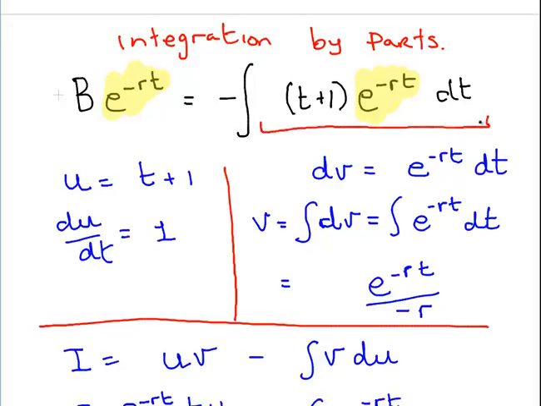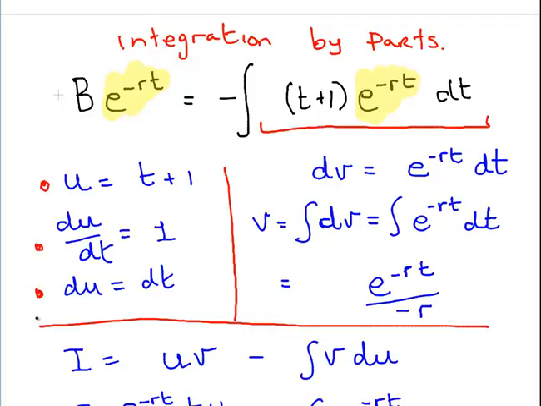And what I'm going to do here is use integration by parts. If you're unfamiliar with integration by parts, I suggest you have a good look at that. What I'm going to do is let u equal t plus 1 and get the derivative of that. So du/dt is equal to 1, so du is equal to dt. Okay, so that's this part done here.